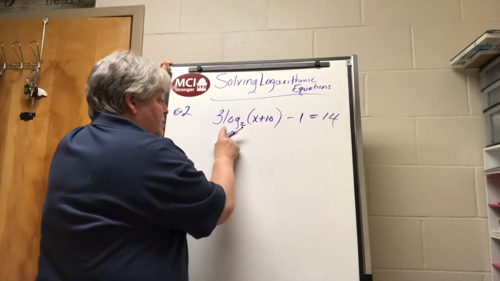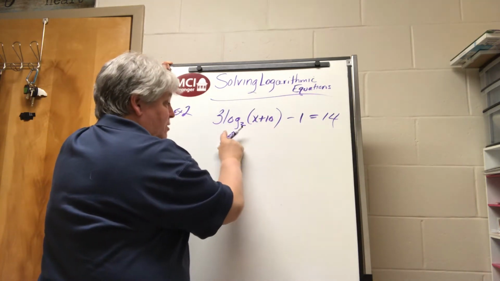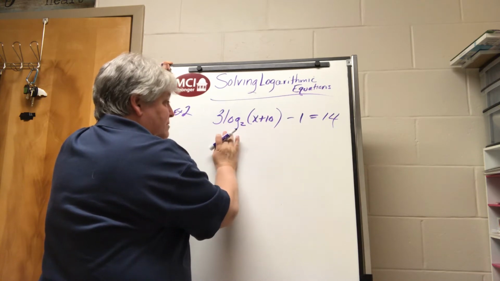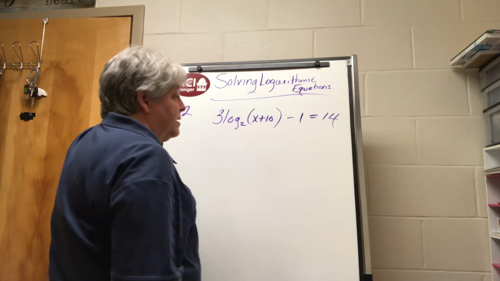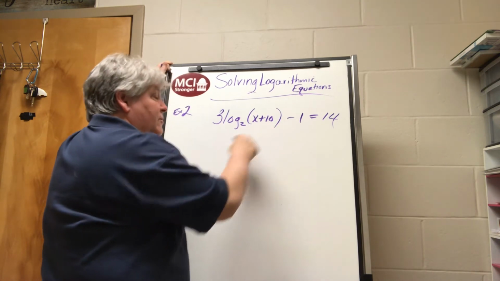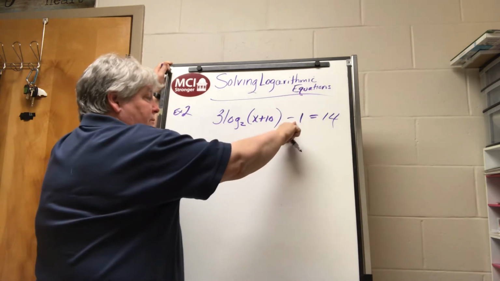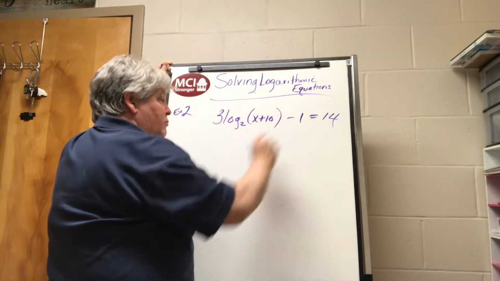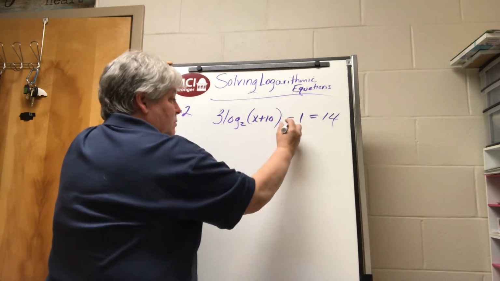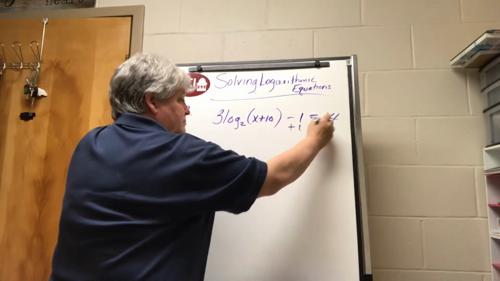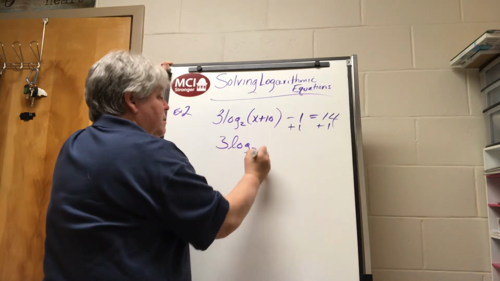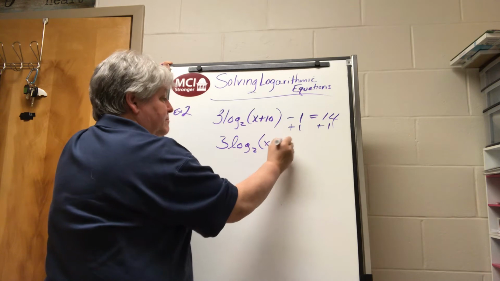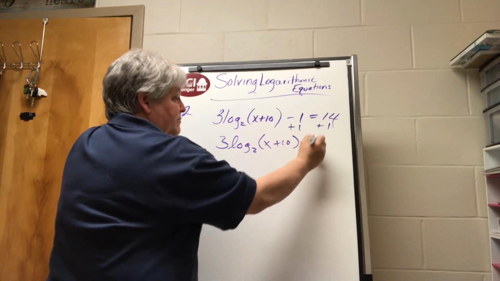In this case, do you see the word log and its argument is not isolated? This is an extra term, and this is a multiplier. So we've got to isolate this first. So let's take the term that doesn't have any log in it and bring it over there by adding 1. So 3 log to base 2 of x plus 10 is equal to 15.